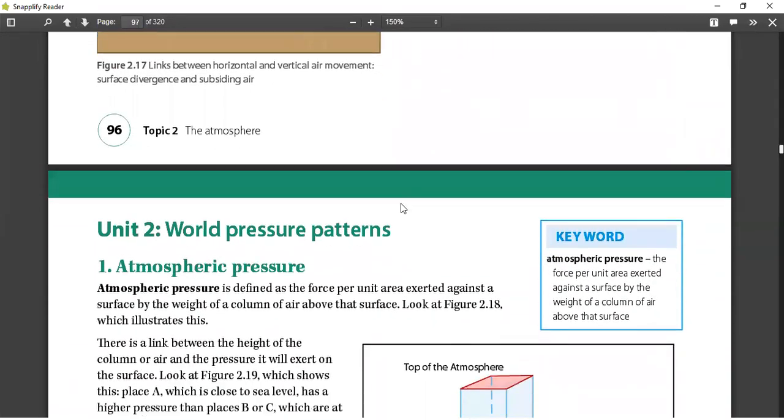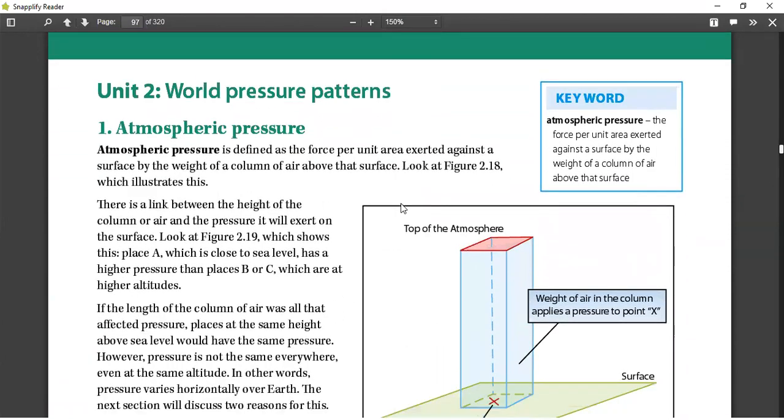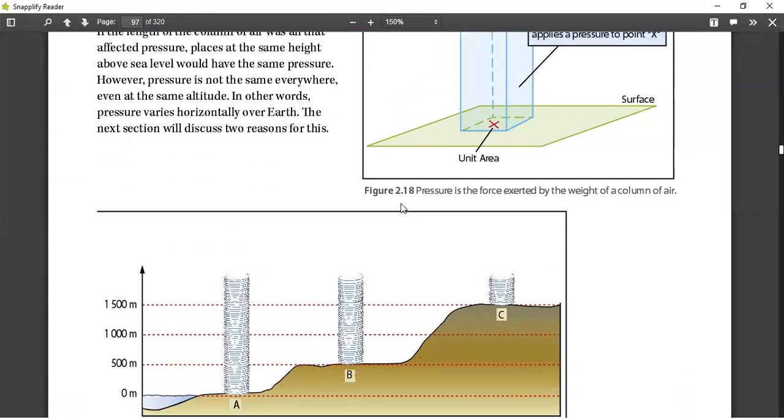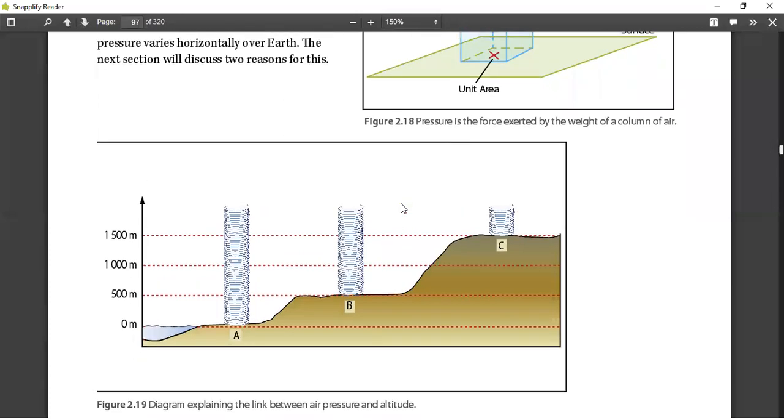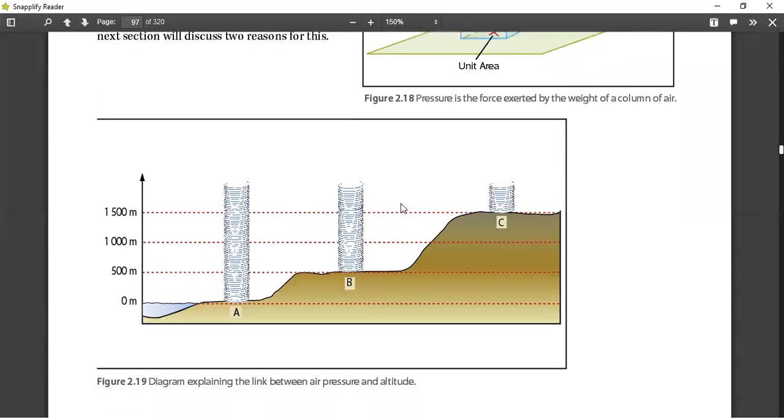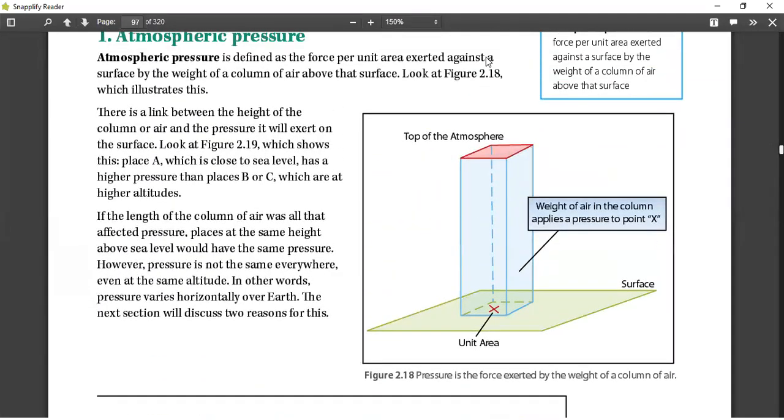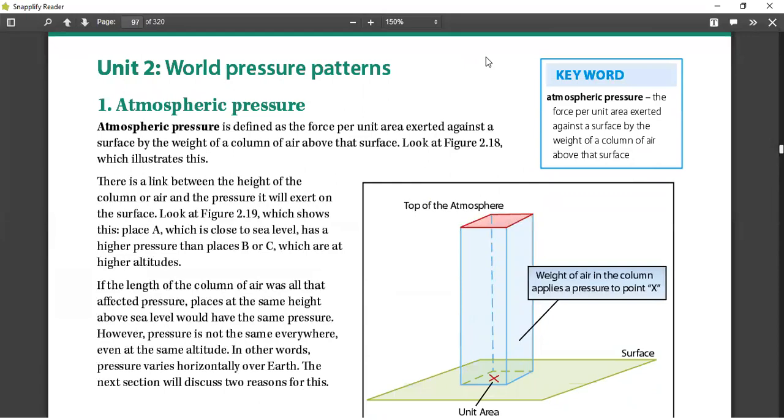Right. World pressure patterns, atmospheric pressure. Have we done this one already? All right, let me stop there. Let's go back to the notes. Where is the note?